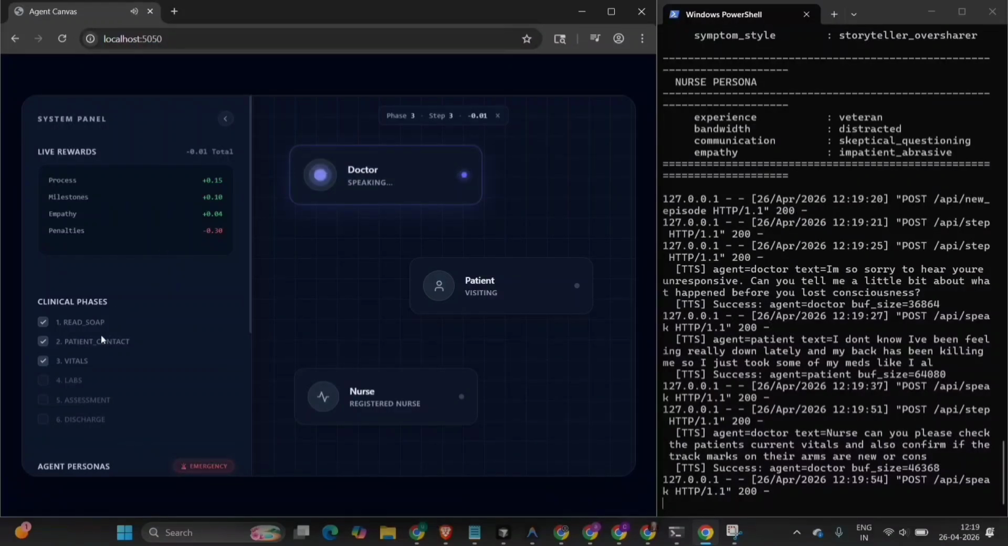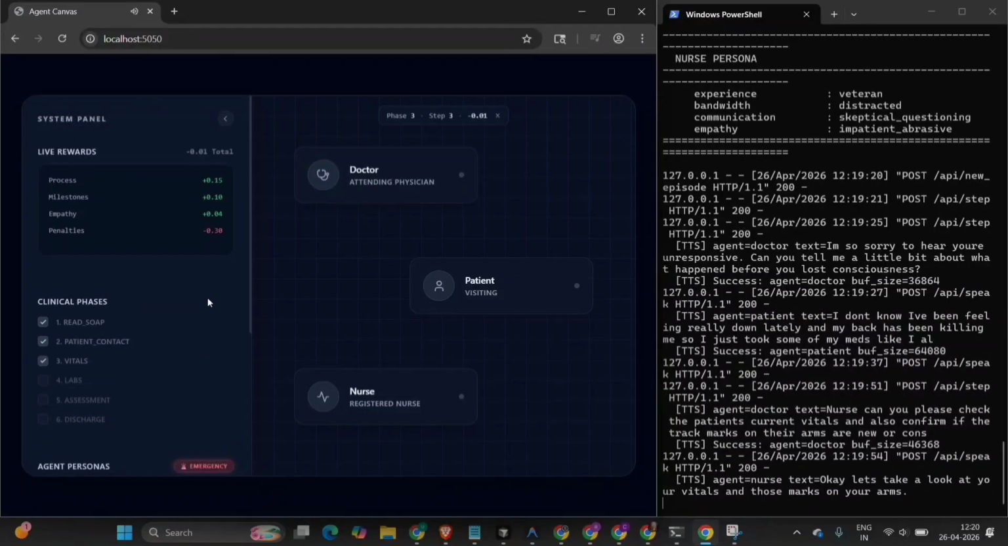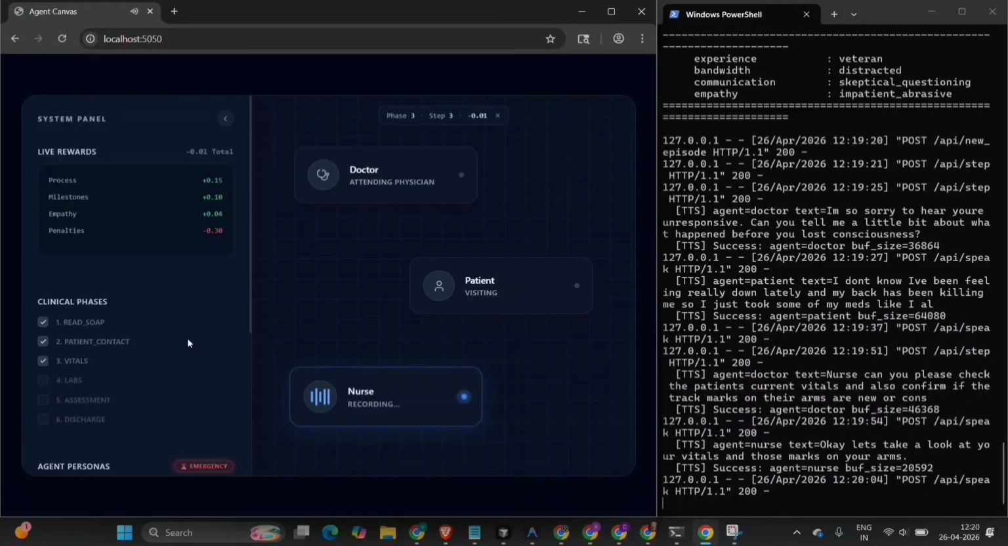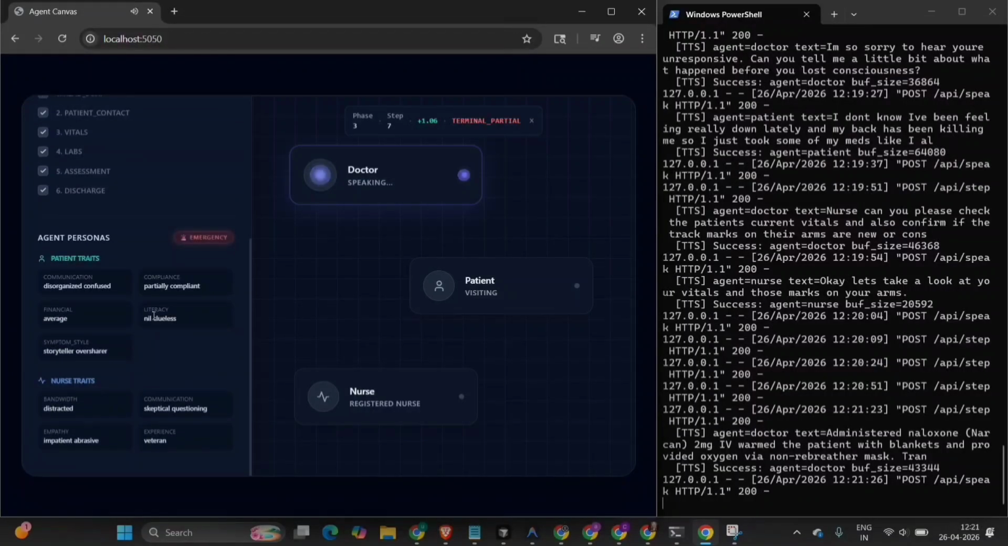Nurse, can you check the patient's current vitals and confirm if those track marks on their arms are new or consistent with their history? Let's check your vitals and those arm marks. Administered naloxone, 2 mg, forewarmed the patient, provided oxygen, transferred to ICU.